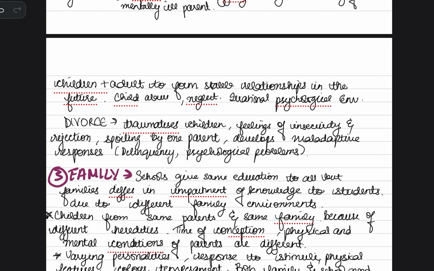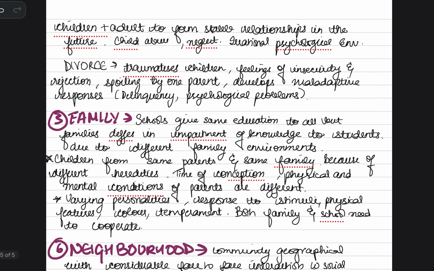But these kinds of situations create instability in the children's lives. Which leads to, sometimes, families having divorced parents, right? Divorce is something that traumatizes children, because the children are left feeling unstable and insecure. They don't know what security feels like. So feelings of insecurity and rejection really impact them.